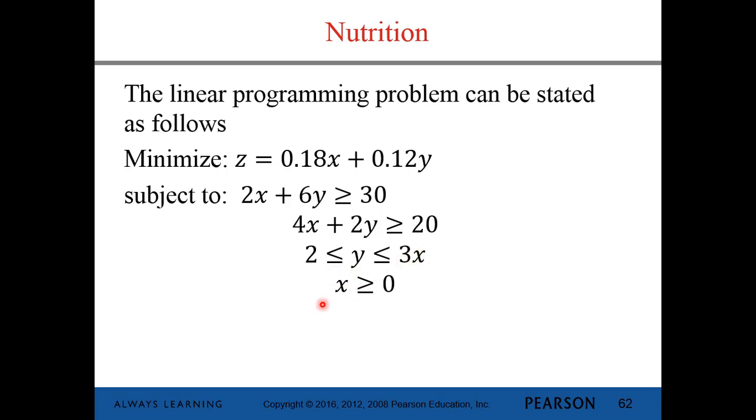And of course, x has to be bigger than or equal to 0, right? We can't have negative amounts of food. And of course, this is the cost. No, this is the amount of fat, and this is the amount of protein. Okay, so now we have our setup. And now we need to graph and then solve.